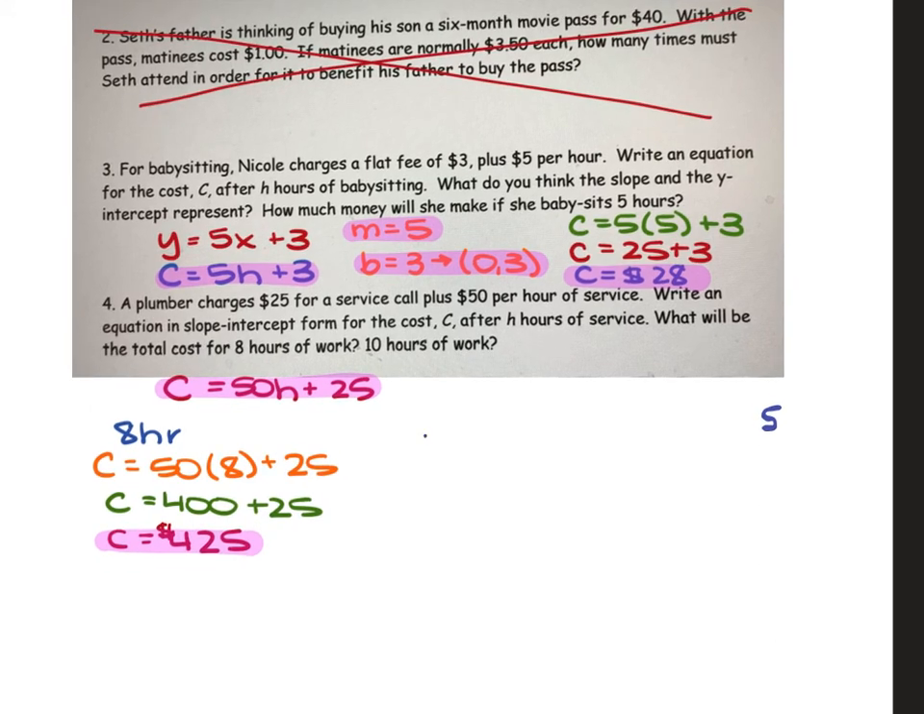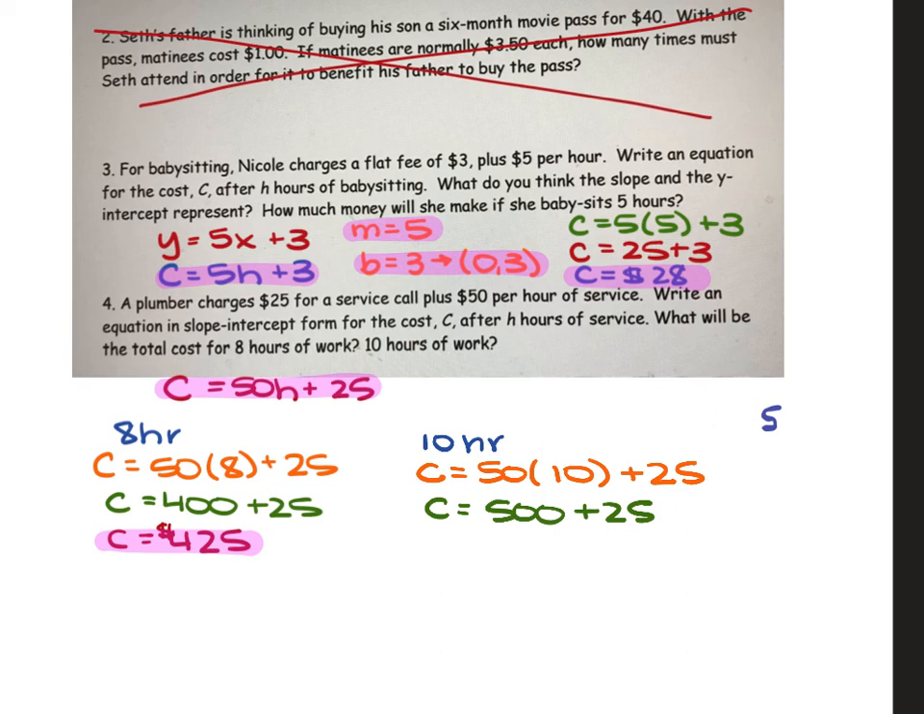For 10 hours of work, we can plug that in for h. So we would have C is equal to 50 times 10 plus 25. That 50 times 10 is 500. So that's 500 plus 25, which is going to give us a total of $525.